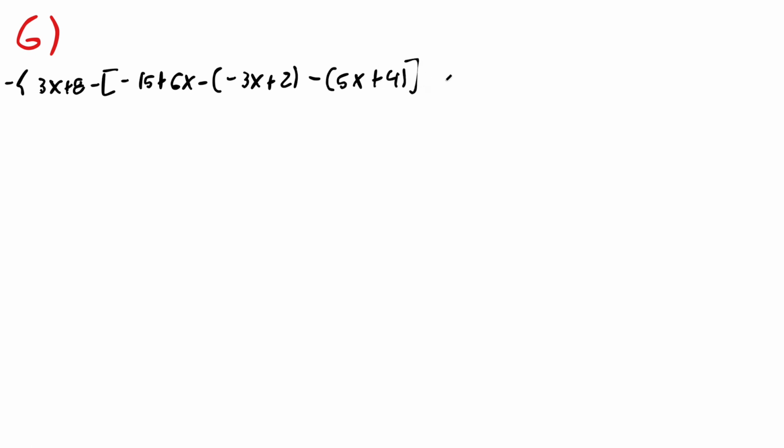So, minus, open brace, 3x plus 8 minus open bracket, minus 15 plus 6x minus open parenthesis, minus 3x plus 2 close parenthesis, minus open parenthesis 5x plus 4 close parenthesis, close bracket, minus 29, close brace, and that would be equal to minus 5. Alright, that wasn't that complicated. Well, it kind of is, but not that much.